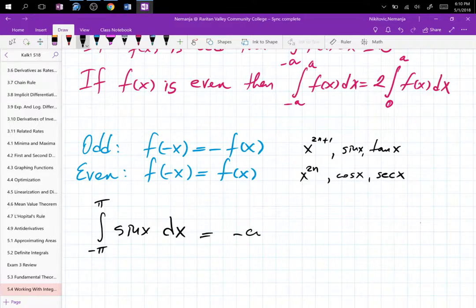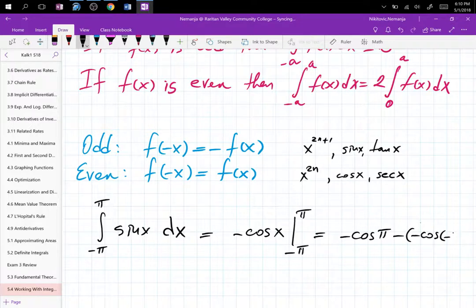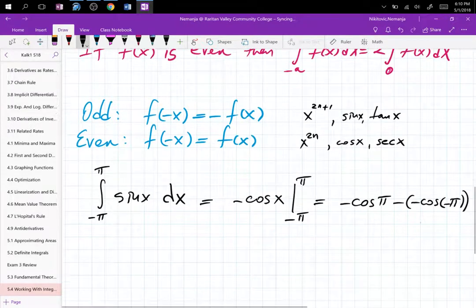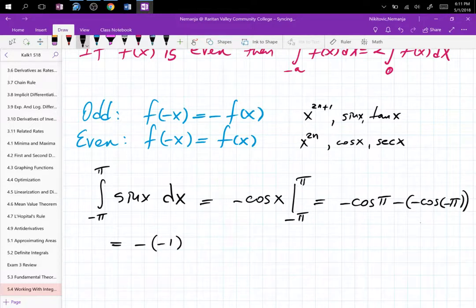So what do I have? The integral of sine is negative cosine x from negative pi to pi. This gives me negative cosine of pi minus negative cosine of negative pi. Now, cosine of pi is negative 1. So I have negative of negative 1. Minus and minus gives me plus.